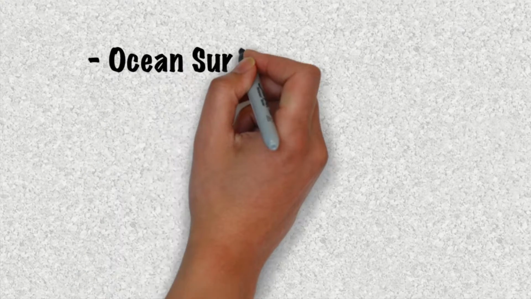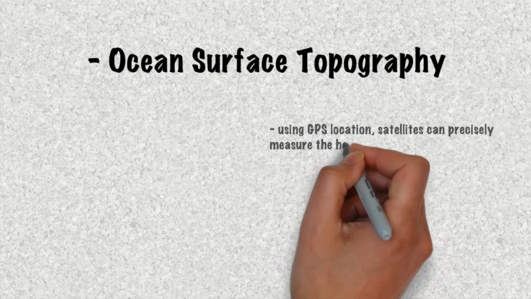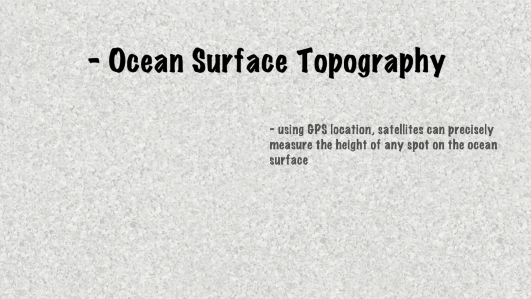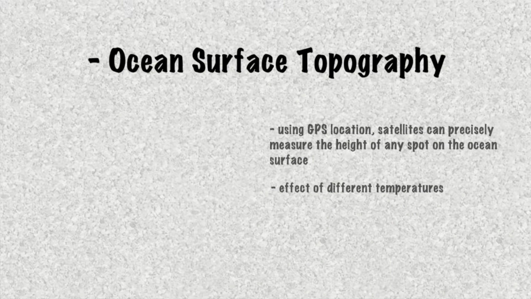Ocean surface topography bounces microwaves off the surface using satellites that can precisely measure the height and temperature of any spot of the ocean surface. The downfall to this is that the satellites only detect surface temperatures.